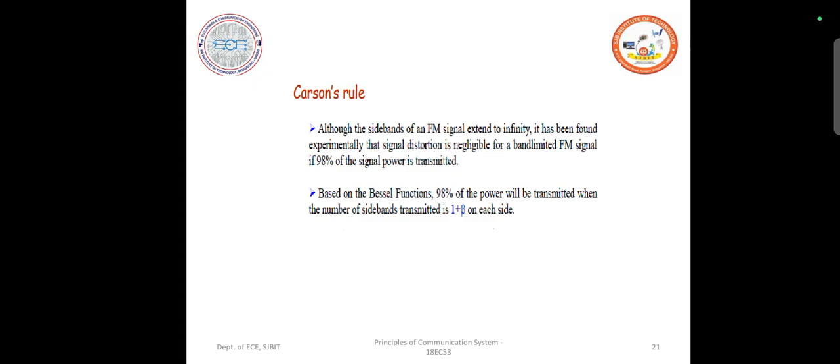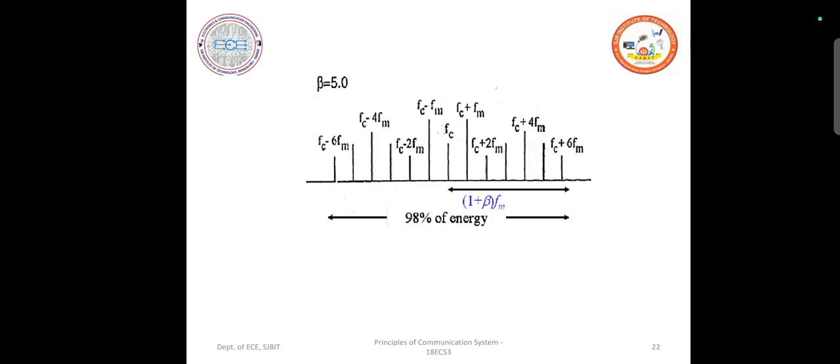Although the sidebands of the FM signal extend to infinity, it has been found experimentally that signal distortion is negligible for a band limited FM signal if 98% of the signal power is transmitted. Based on the Bessel function, 98% of the power will be transmitted when the number of sidebands transmitted is 1 plus beta. So take some beta value and you see 98% of the power will get transmitted when the number of sidebands goes up to 1 plus beta. This is basically Carson's rule. Based on that, you can say 1 plus beta is up to Fc plus 6 times Fm.